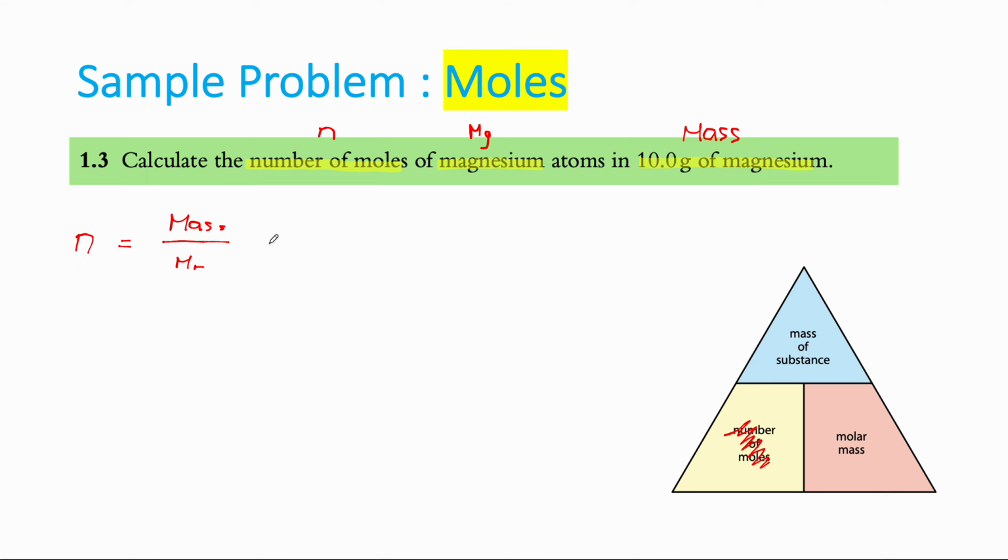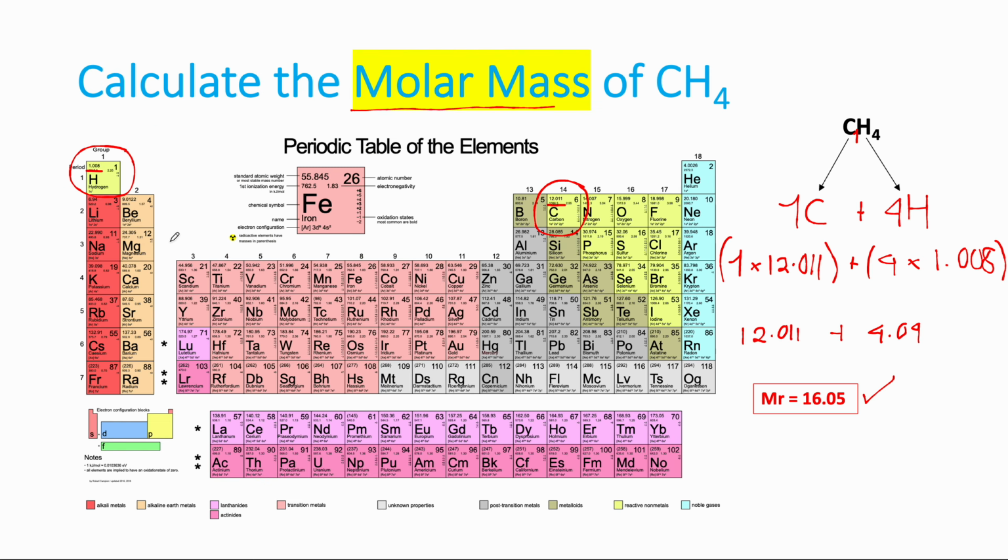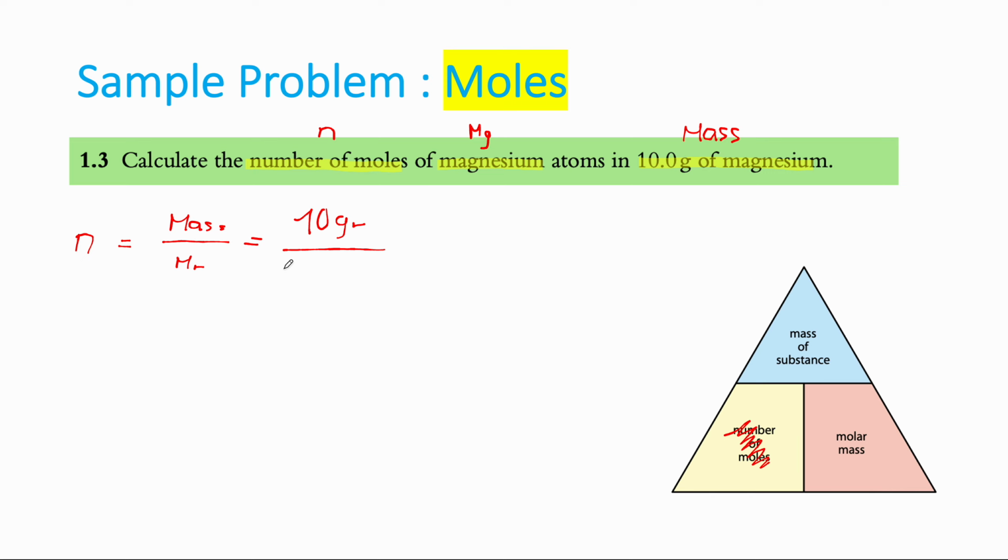MR, which is the abbreviation for molecular mass. And we have mass here. And how do we get moles? 10 grams of magnesium. We get it using the periodic table like before, right? So let's find magnesium, which is right here. And we know that one magnesium atom weighs 24.305 from here, right? 24.305.